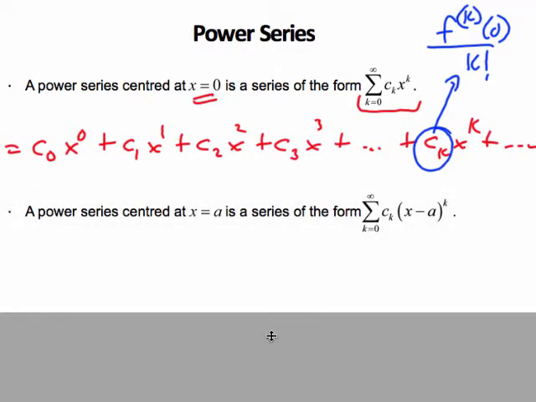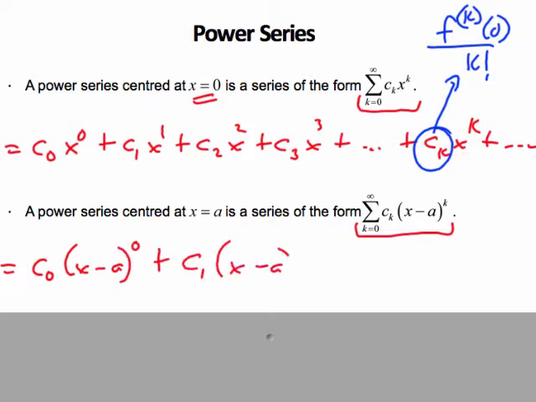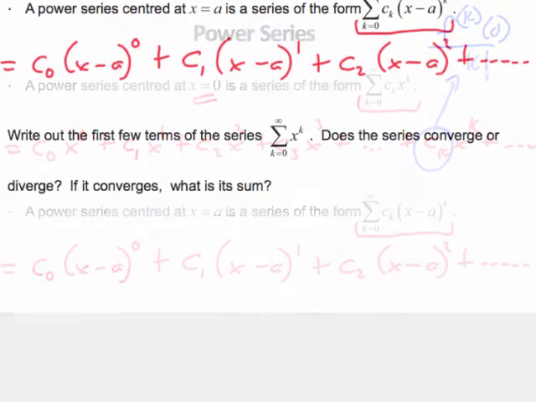Similarly, we can define a power series centered at x equals a, which is of this form, which if we write a few terms out looks like so. A Taylor series is a power series centered at x equals a, but again, not every power series centered at x equals a is a Taylor series.